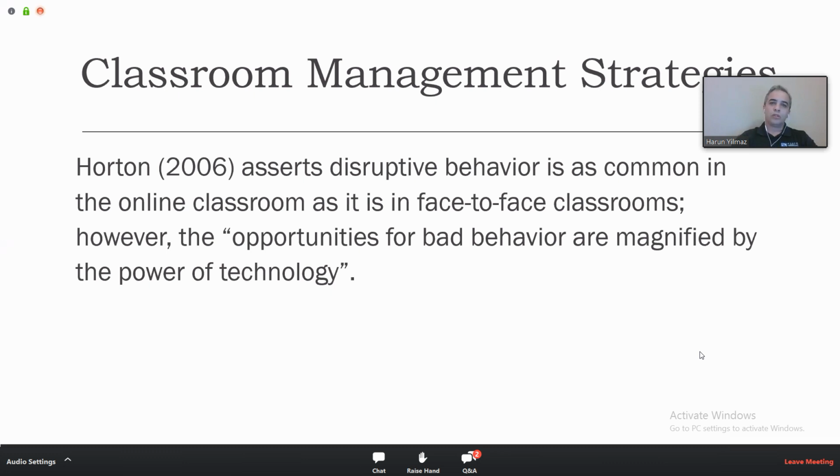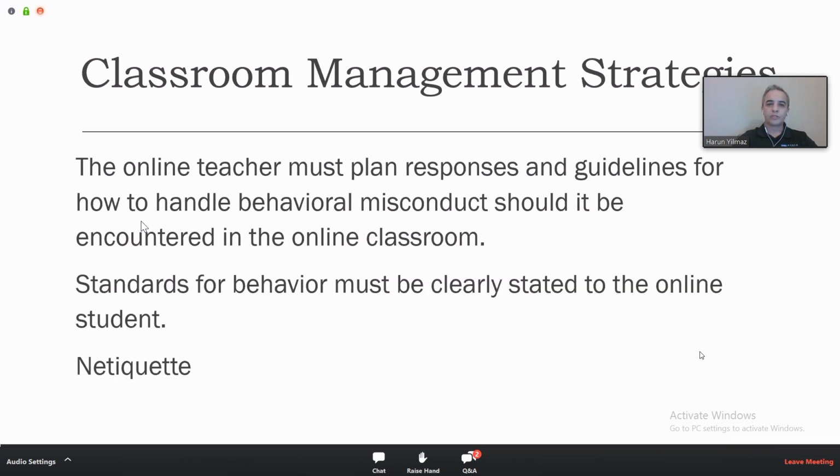And also we have already talked about classroom management strategies, and opportunities for bad behavior are magnified by the power of technology. And as I said, students also may change in terms of their behavior. If you have some students with behavior problems, they are going to have the same problems in the online environment. So you need to be aware of those kinds of problems, and the technology actually may amplify them for those students, okay? You need to be careful with these problems, and you need to cope with them with some strategies, okay?